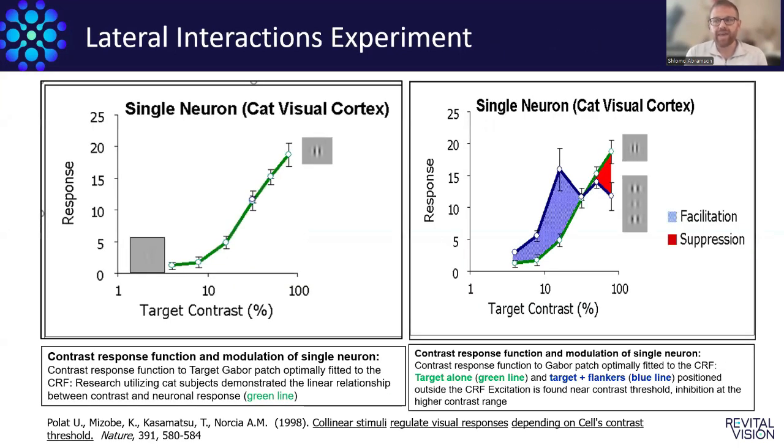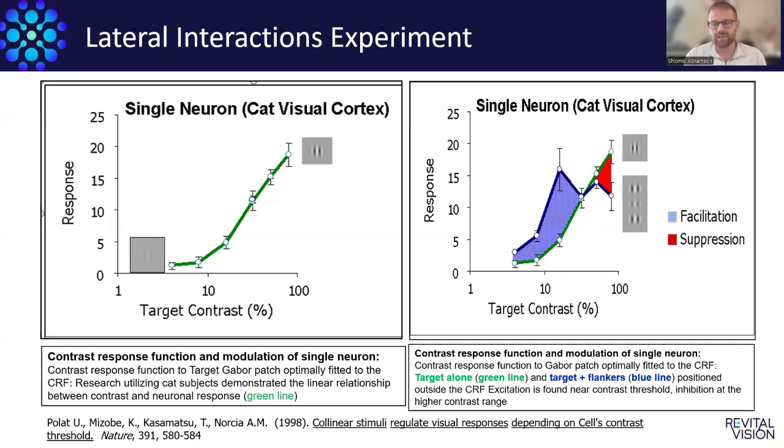40 years following the cat visual cortex experiment, Uri Polat, an Israeli scientist, replicated the same study setup, but this time replacing the projected light with Gabor patches. In the first part of the experiment, he measured the cortical response to a single target Gabor image and found linear correlation between contrast and response.